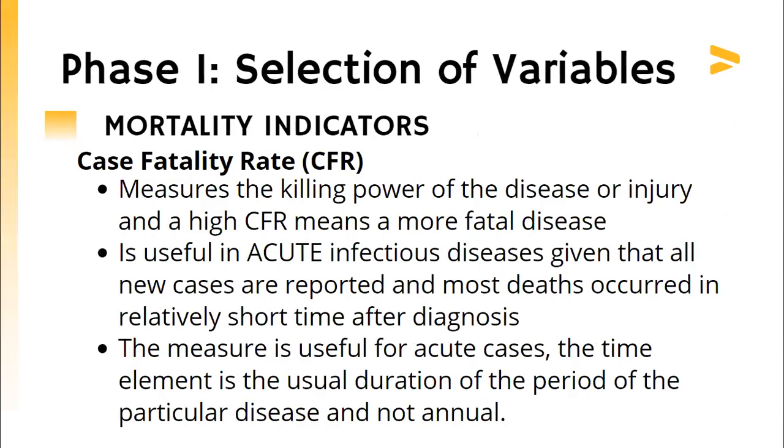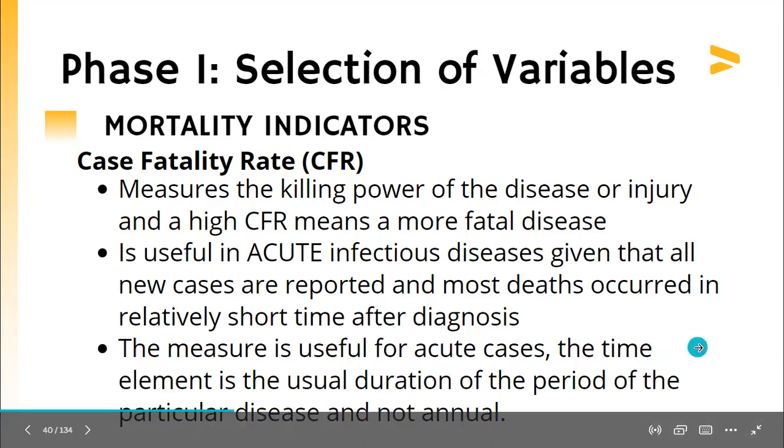Another mortality indicator is what we call the case fatality rate. This measures the killing power of the disease or injury, and a high CFR, or case fatality rate, means that the disease is more fatal. This is usually useful in acute infectious diseases, given that all new cases are reported and most deaths occur in a relatively short time after diagnosis. So again, this is a measure useful for acute cases.